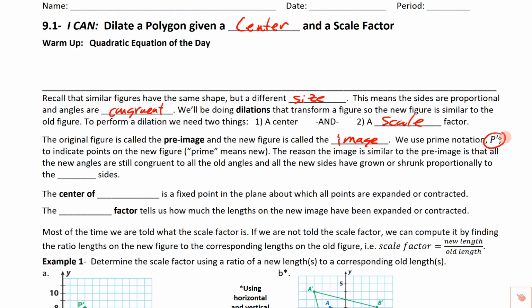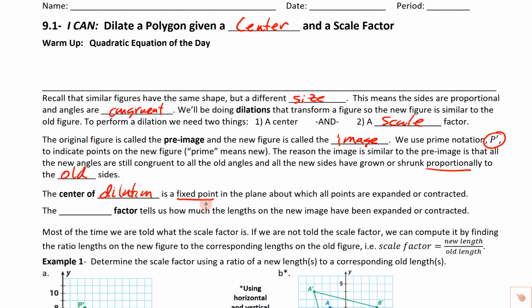And we also use prime notation. It looks like a little apostrophe right there. That's prime notation, and prime means new. So that's all the word prime means. And the reason the image is similar to the pre-image is that all the new angles are still congruent to all the old angles, and all the new sides have grown or shrunk, and here's a key word, proportionally to the old sides.